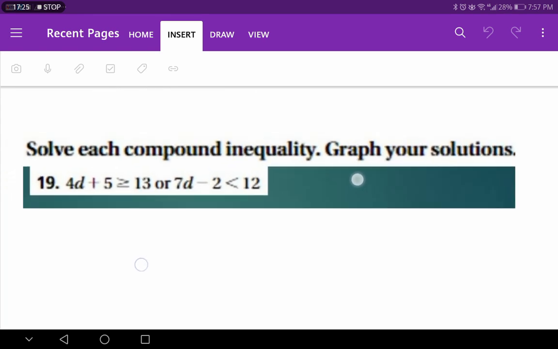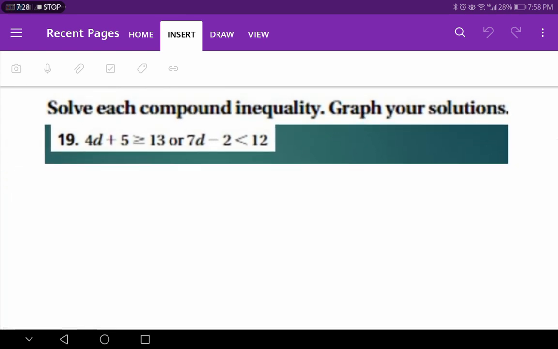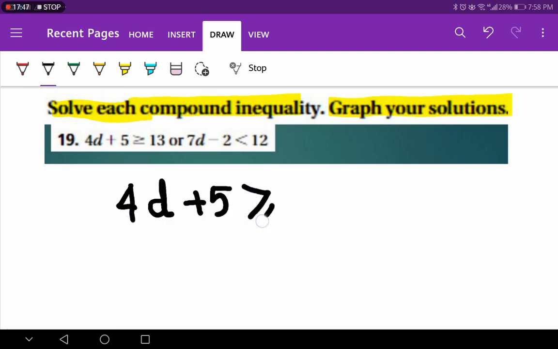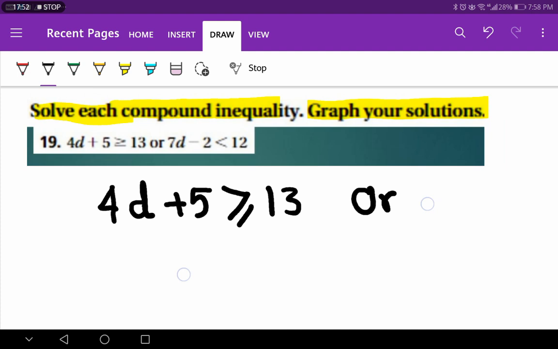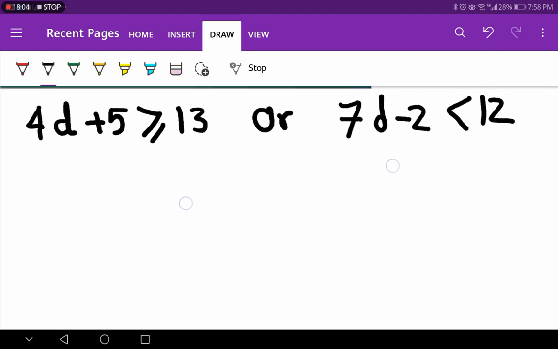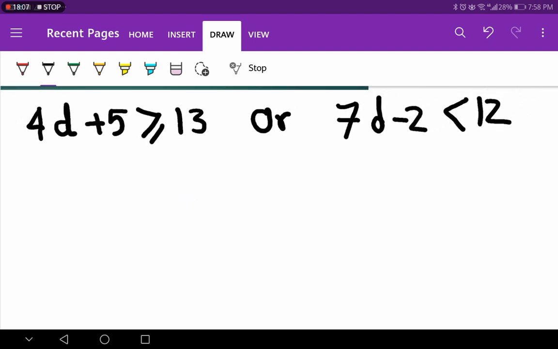Now, read the question, please. Solve each compound inequality. Graph your solution. Let's go. I have this inequality: 4d plus 5 is greater than or equal to 13, or, because it is compound, you remember that, or 7d minus 2 less than 12. What did you do, teacher, here? I just wrote the question. I didn't do anything.